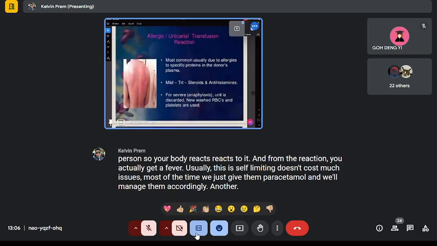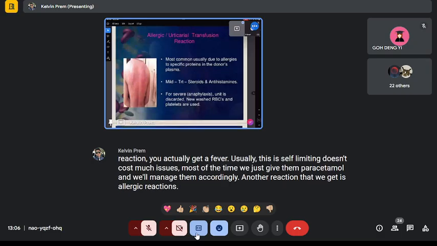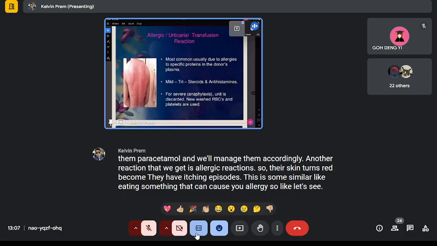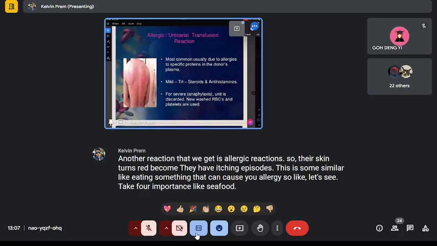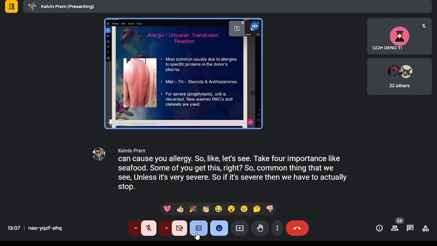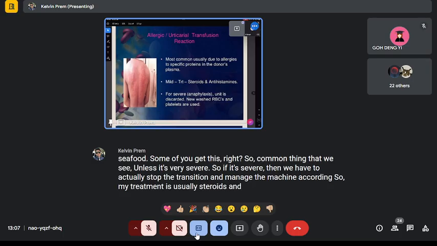Another reaction that we get is allergic reactions. Their skin turns red and they have itching episodes. This is similar to eating something that can cause you an allergy, like let's say foreign proteins such as seafood. Some of you get this, right? It's a common thing that we see. Unless it's very severe, and if it's severe, then we have to stop the transfusion and manage the patient accordingly. Mild treatment is usually steroids and antihistamine.